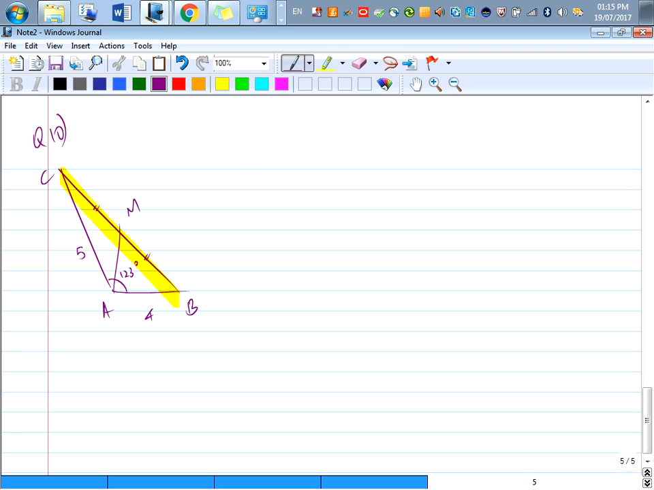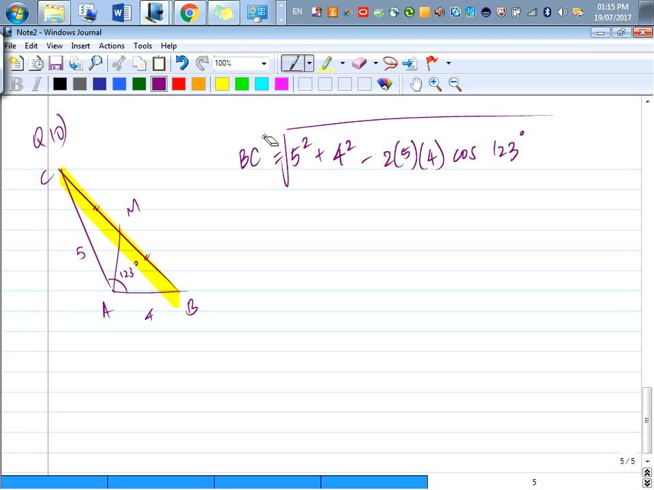Instead of writing everything out, this one I'm going to write BC square equals to 5 square plus 4 square minus 2 times 5 times 4 cosine 123 degrees. Okay? Shorter, right? I don't need to write AC square, AB square, AB, AC, all those kind of things. No need. This is good enough. And to save that, I'm just going to write this.